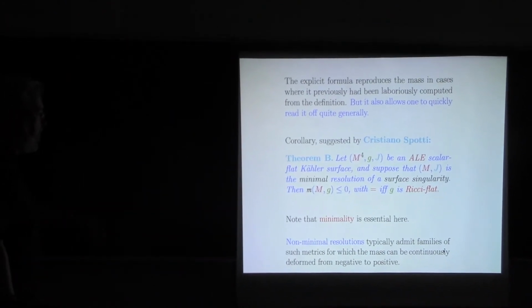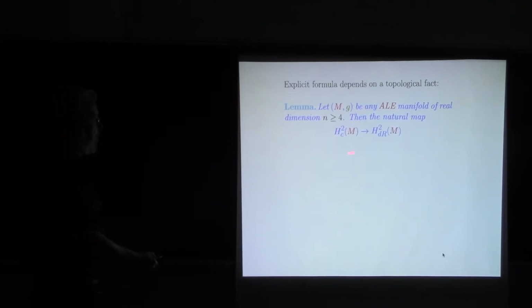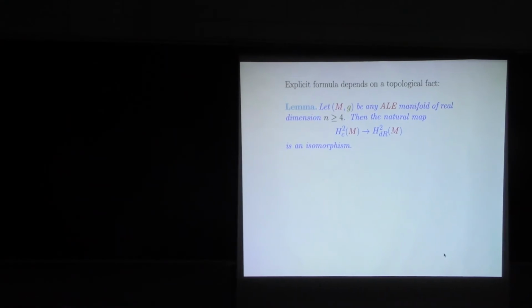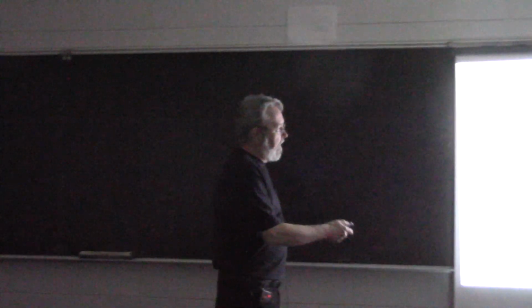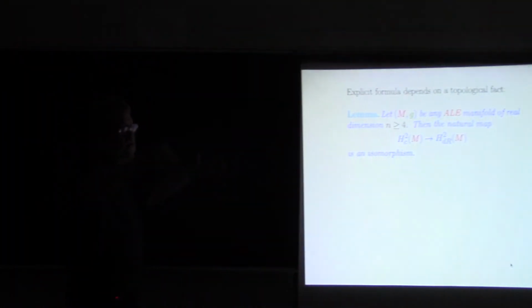All right, so here, let me tell you about the explicit formula before I wind up the lecture. So the explicit formula depends upon a topological fact. In this setting, if you have an ALE manifold of real dimension at least 4, then the natural map from the compactly supported cohomology to the de Rham cohomology is an isomorphism. So compactly supported de Rham cohomology means that you look at the complex of compactly supported forms rather than all smooth forms. And this actually is essentially looking at the relative cohomology of the manifold modulo infinity.